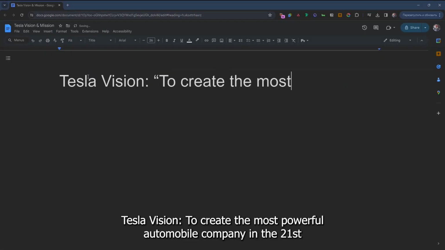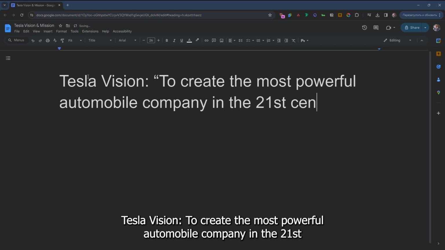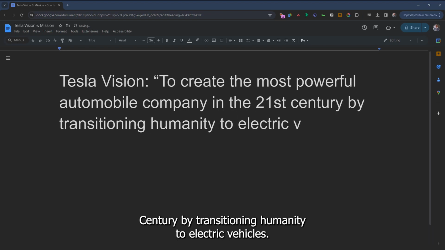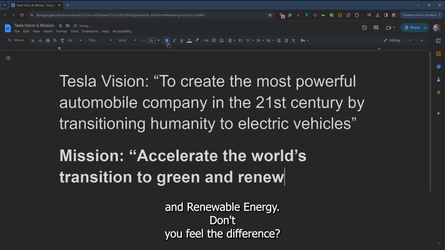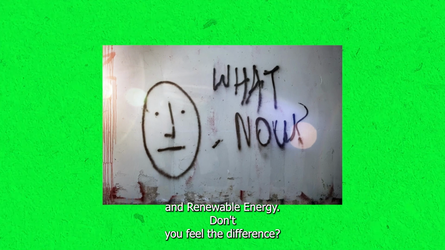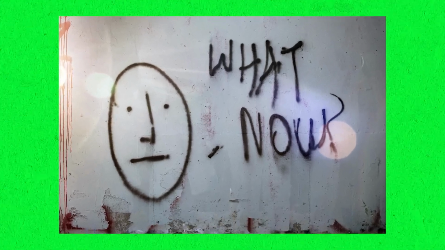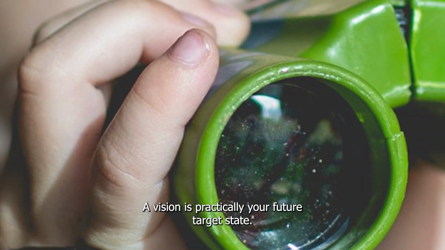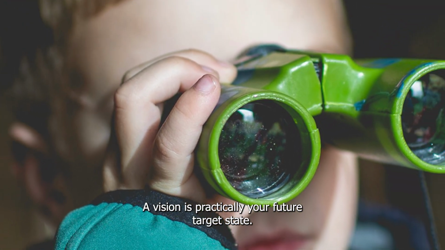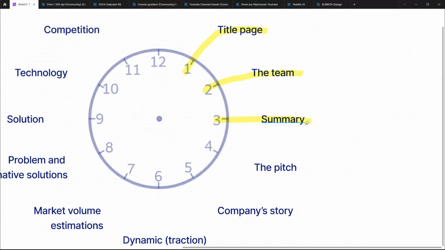Tesla vision: to create the most powerful automobile company in the 21st century by transitioning humanity to electric vehicles. Mission: accelerate the world's transition to green and renewable energy. Don't you feel the difference? A mission is something you can do right now. A vision is practically your future target state.